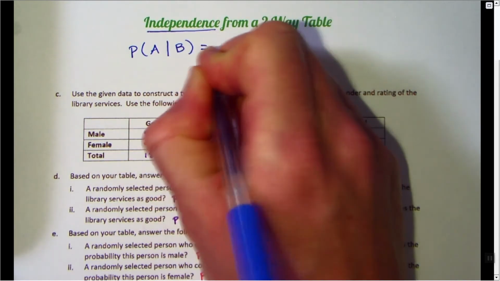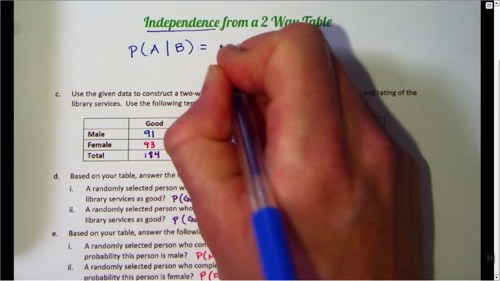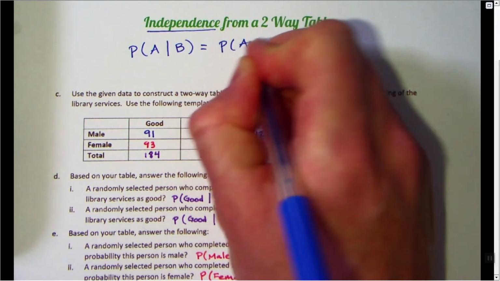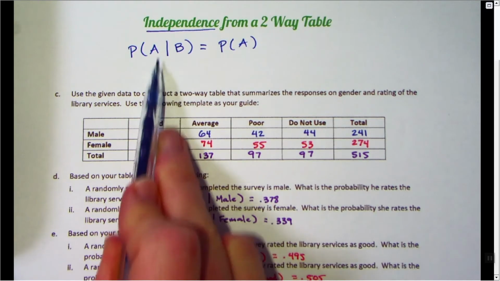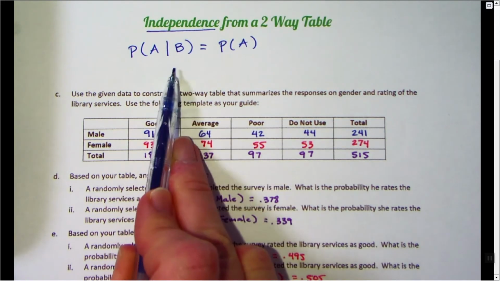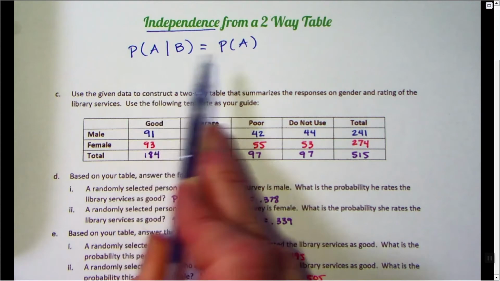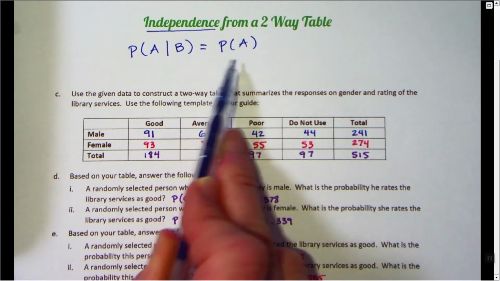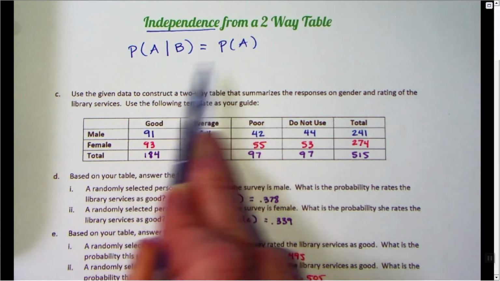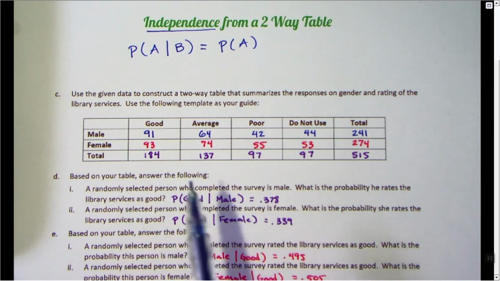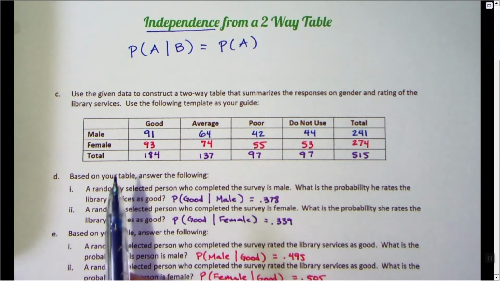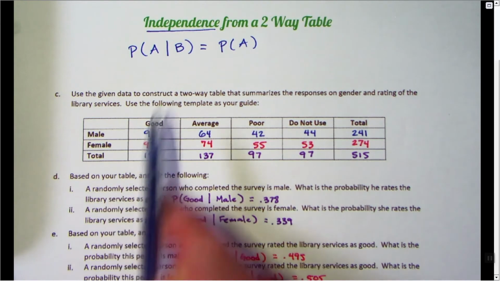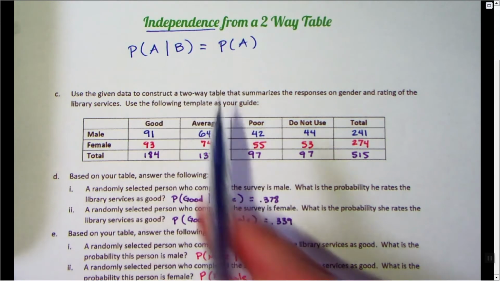is the same or very, very close to the probability of A, meaning that it doesn't matter whether or not B happened, the probability that A happened is about the same. So whether or not B happened, these probabilities are about the same. When that happens, we say that A and B are independent of each other. It doesn't matter if B happens, A has the same chance of happening.